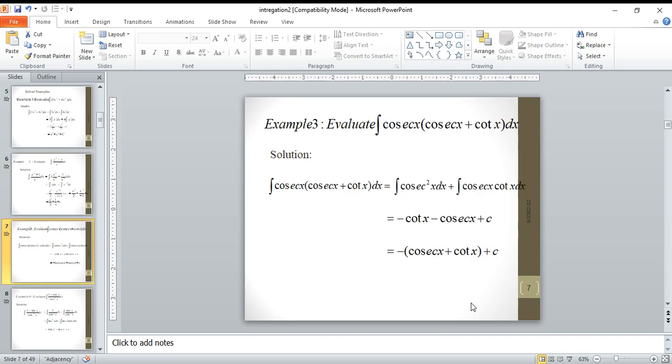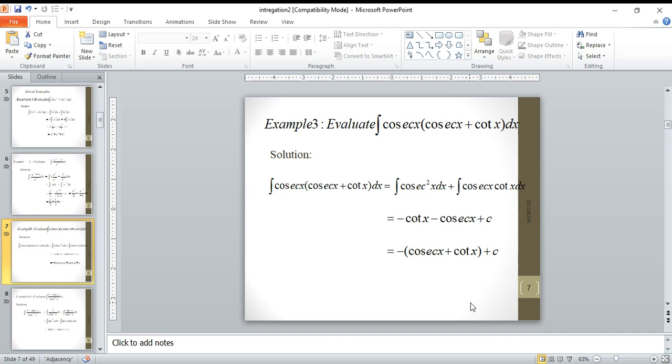Next, example 3, evaluate integration cosec x into cosec x plus cot x dx. Solution. Integration cosec x into cosec x plus cot x dx equal to cosec x into cosec x is cosecant square x dx plus cosec x into cot x dx.